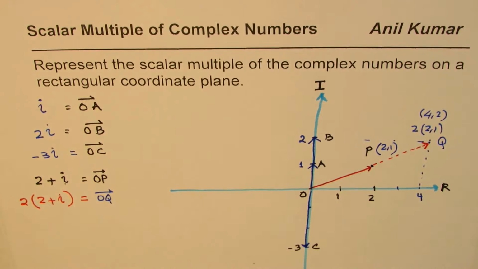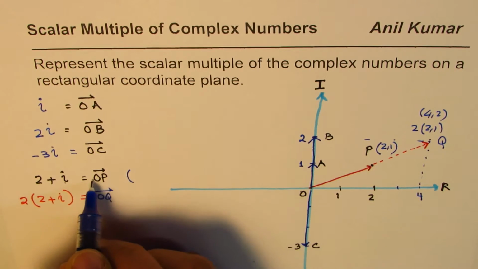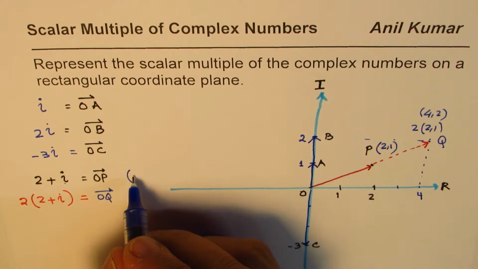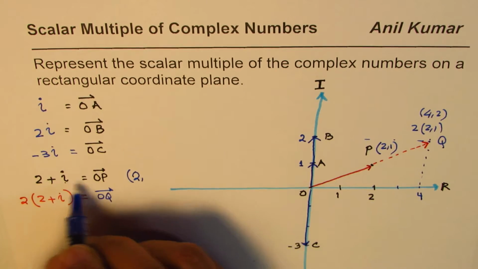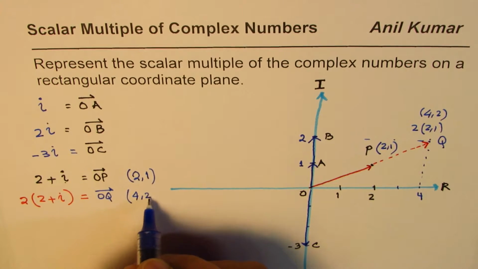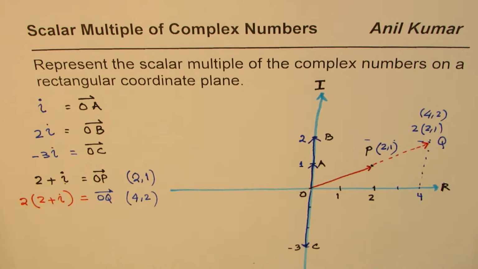So it's very similar to what you did in vectors. The coordinates for OP are: real part is 2 and the imaginary part is 1. For OQ it is 4, 2. Do you see that? That is how you could represent scalar multiples.